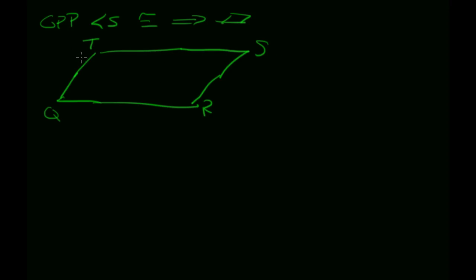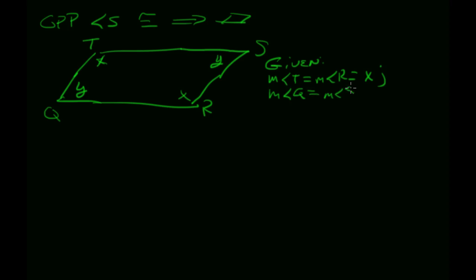We're going to label these as X, and we're going to label these as Y. So we're going to be given that the measure of angle T is equal to the measure of angle R, which is equal to X, and the measure of angle Q is equal to the measure of angle S, which is equal to Y. So the opposite angles of my quadrilateral are congruent. And we want to prove that QRST is a parallelogram.